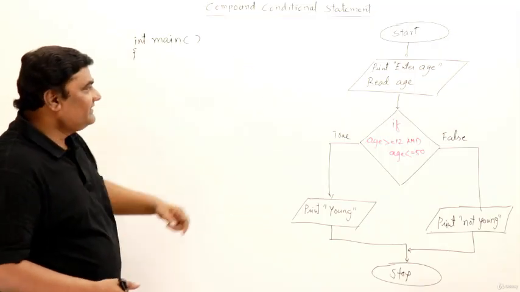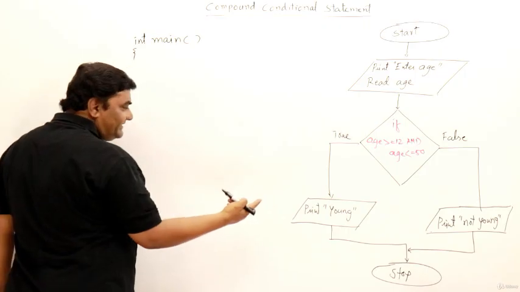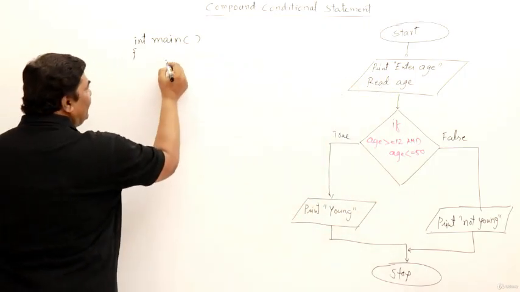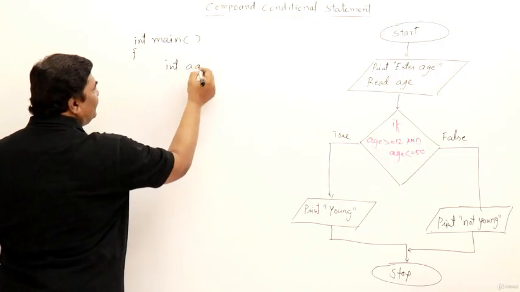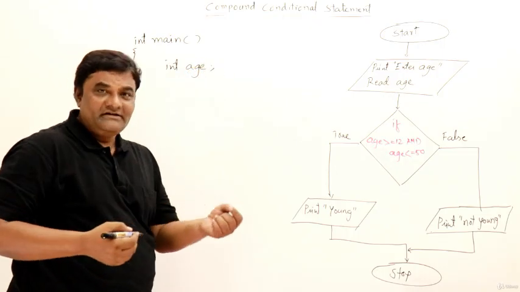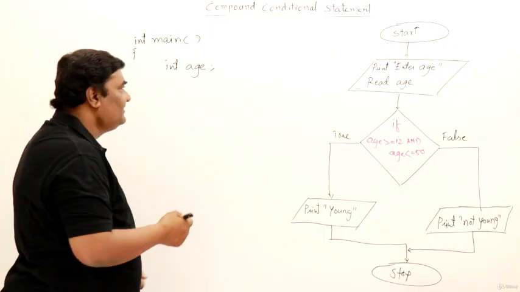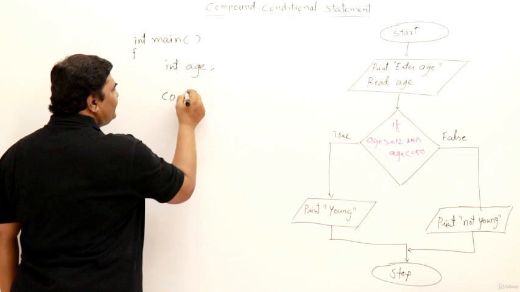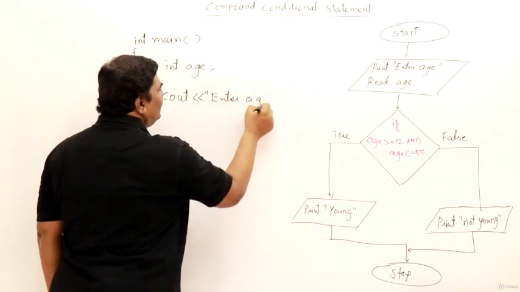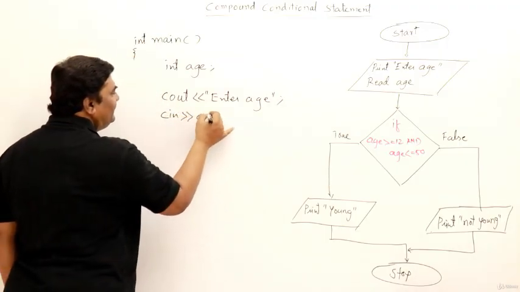Now let us convert this. So what is the first thing? Enter age. So it means there is only one variable required in this program, that is age. So I should declare age as which type? Integer type. Right? We will not take 12.5 years or 12.75 years. It is 12 years, or next is 13 years. So let us take it as integer. Then here I should give a message, cout enter age. Then cin, I should read the age value.